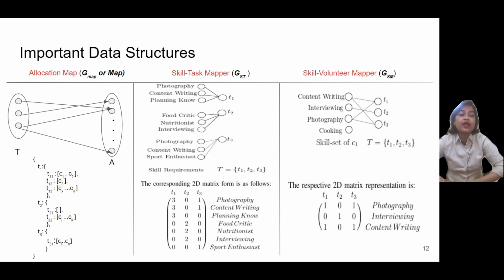GST is necessary for maintaining current knowledge of the status of task skill requirement coverage, and it is dynamically modified after each allocation. If, combining all the n tasks, there are a total of m distinct skills, then the size of GST will be m times n. The entry xy is set to 1 if and only if skill x is required by task y, else 0. GSM or skill volunteer mapper is a subtype of GST. It matches each volunteer's skills to the requirements of the task. Column number is the same as the GST except for the rows. If the considered volunteer has M skills, then GSM of that volunteer has M rows.